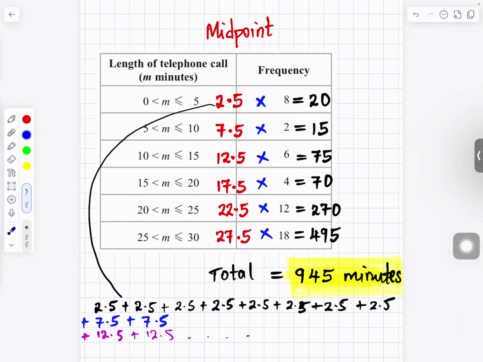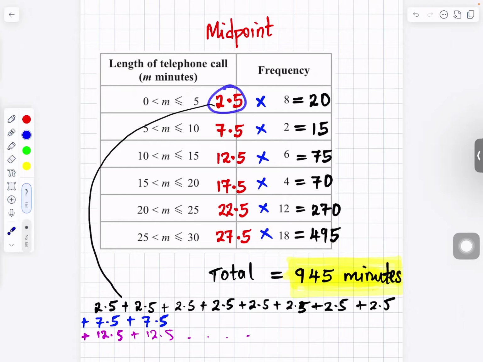And then after that, we add up all these numbers in the black column. The column where the numbers all are: 20, 15, 75, 70, 75, 95. And that gives us 295 minutes, which is the total minutes for the phone calls. If you put it on a table, it's quicker. If you did not do it on a table, this is what you would do.